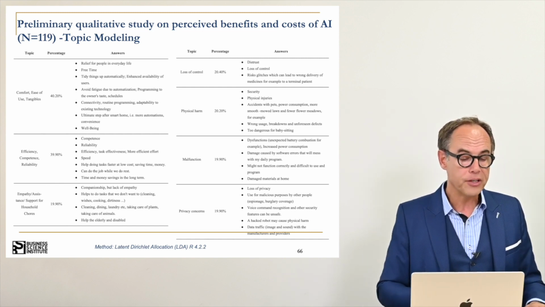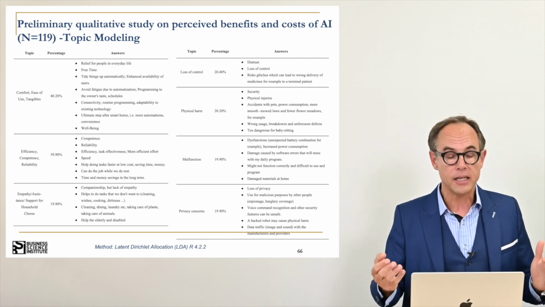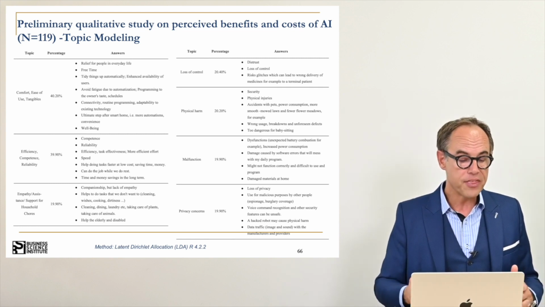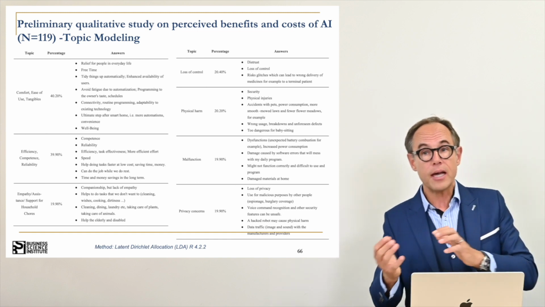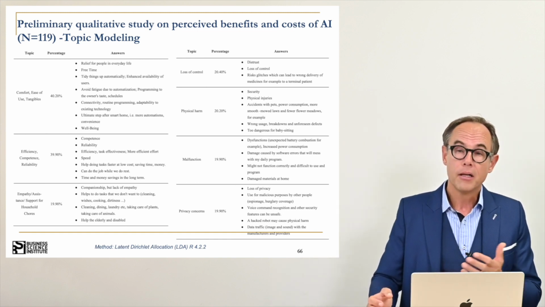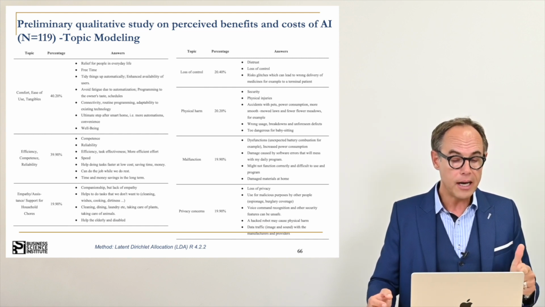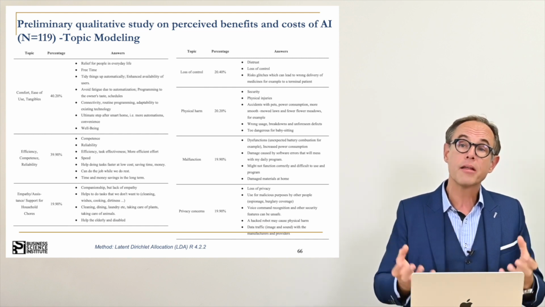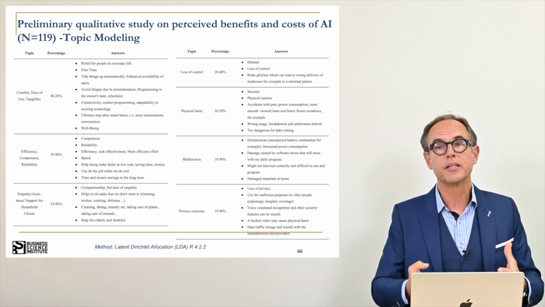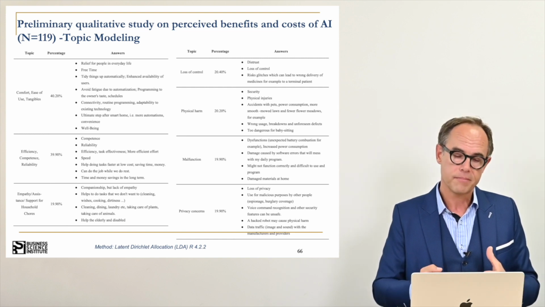Clearly we find comfort and ease of use. We found efficiency, competence and reliability, empathy, assistance, and support for household chores as benefits on the one side. And on the other side, we found the fear factors, the risks, like loss of control, loss of autonomy, physical harm, malfunction, and privacy concerns. So exactly the same concepts we have already seen in the statistics about the resistance factors of customers.